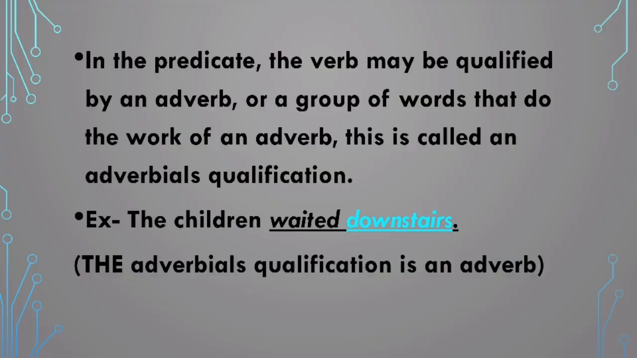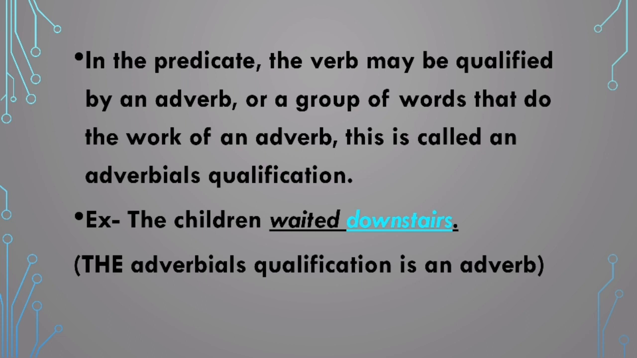Okay. In the predicate, the verb may be qualified by an adverb. Acha, you all know what adverbs are? They qualify a verb. Okay. Or a group of words that do the work of an adverb. And this is called adverbial qualification because you are qualifying the verb. Like, let's take an example. The children waited downstairs.